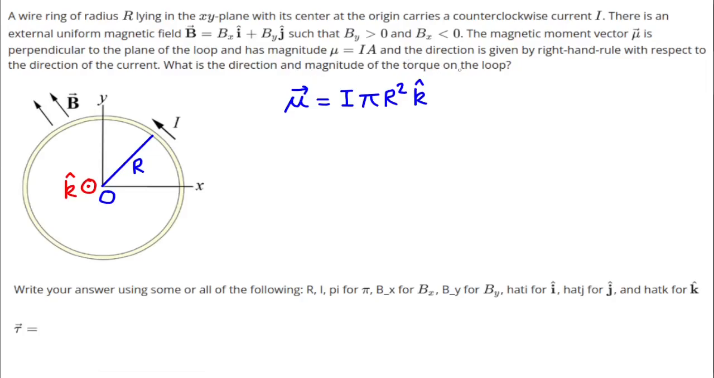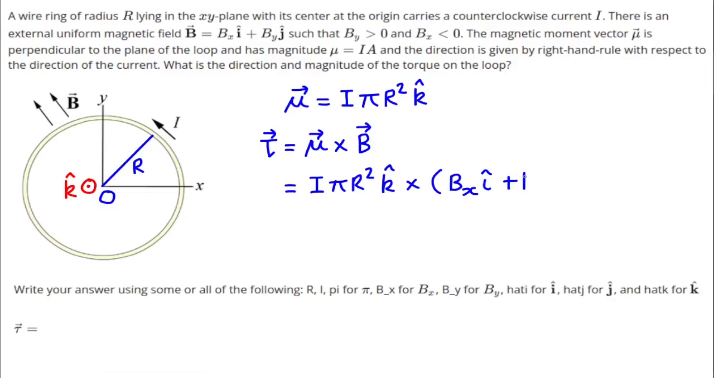So because our magnetic field is uniform, we can take the torque as the magnetic moment vector cross the magnetic field. So what we get is the current times pi r squared times k cross B, which is Bx in the x direction, and it has a y component, By. And using the distributive property of the cross product and factoring out I pi r squared, we have Bx by k cross i, where i is the unit vector in the x direction.